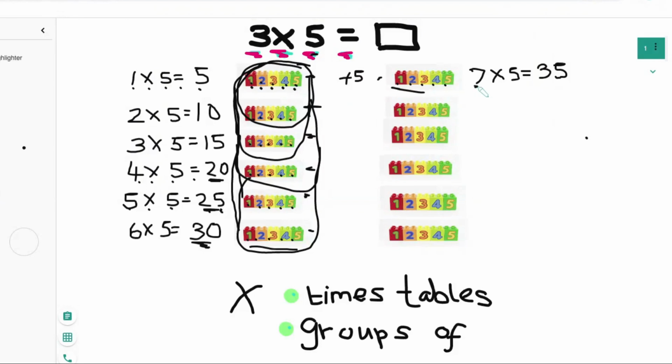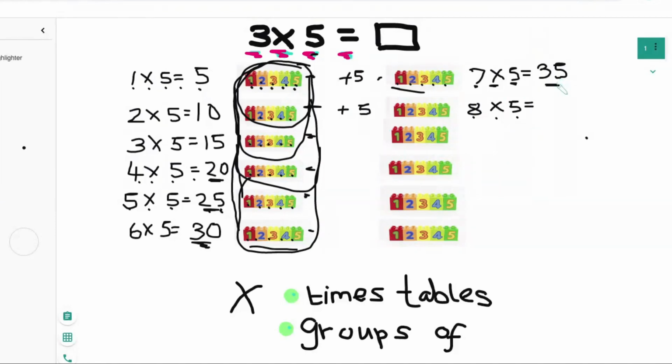Now, we know that 7 groups of 5, because we've got 7 groups of 5 blocks, is 35. That can help us to also work out 8 groups of 5. If 7 groups of 5 is 35, let's use 8 groups of 5. We're going to start from 35 and we're going to add on another 5 because we're counting in 5s, okay? Here we go, we're counting in groups of 5.